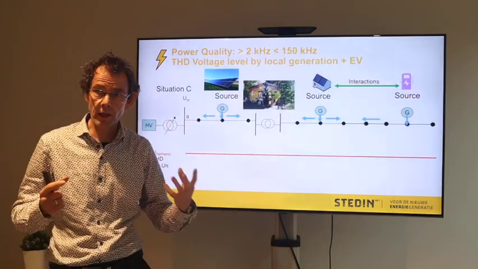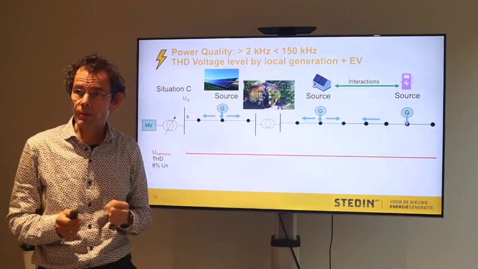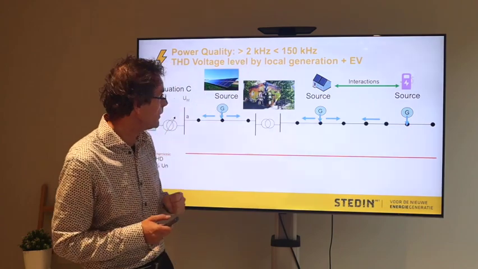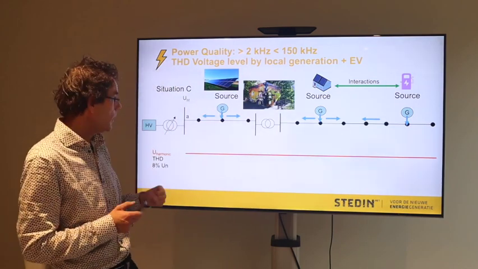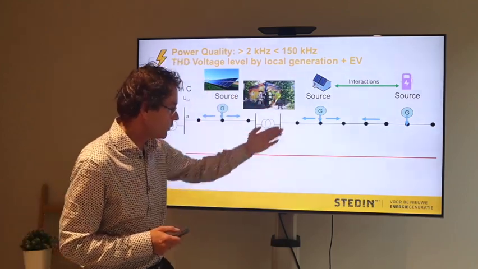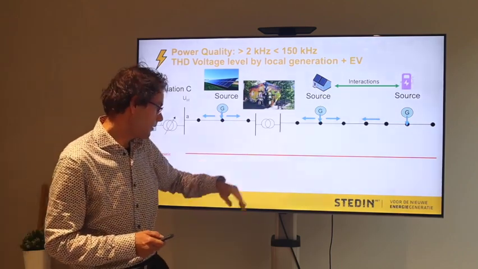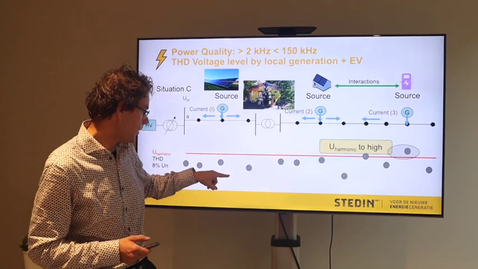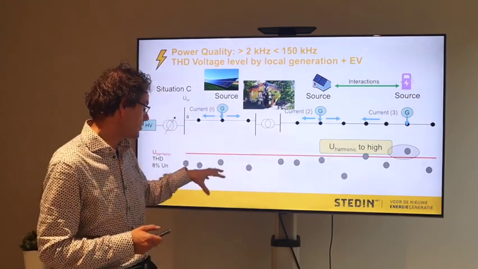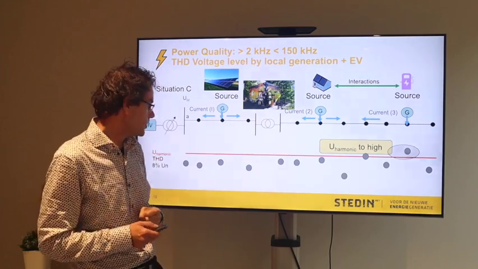Now we come to the higher frequency range, which we call the supraharmonics, and that is a range between 2 kHz and 150 kHz. We have the same grid again. We see the sources again, and also the interactions, and we have the total harmonic distortion again. Now we get these bullets again, but now we see it's different. There it goes higher than 8%, and it's more diverse. And how is that possible?